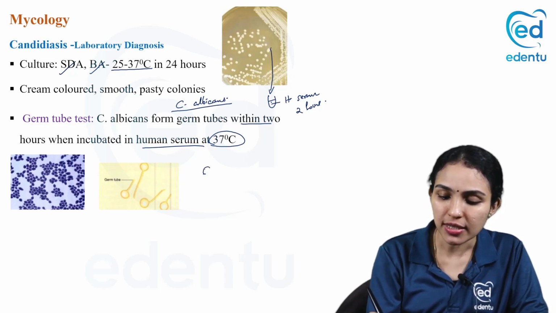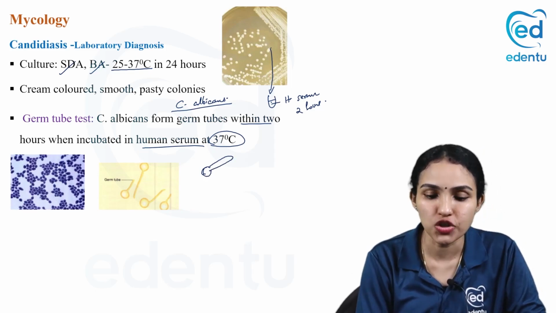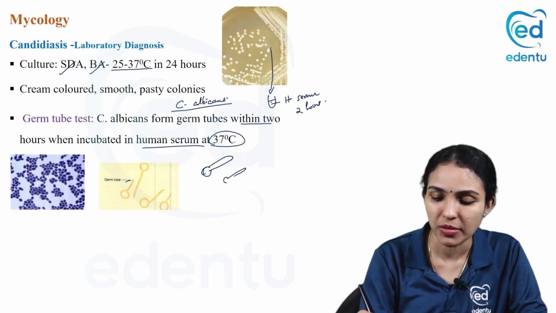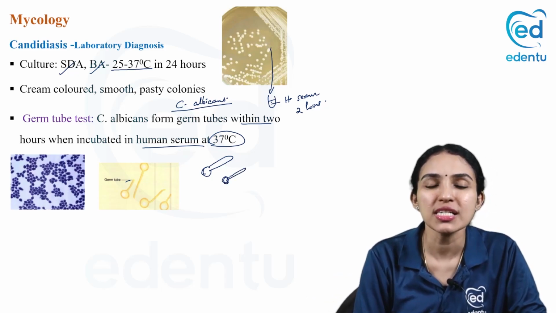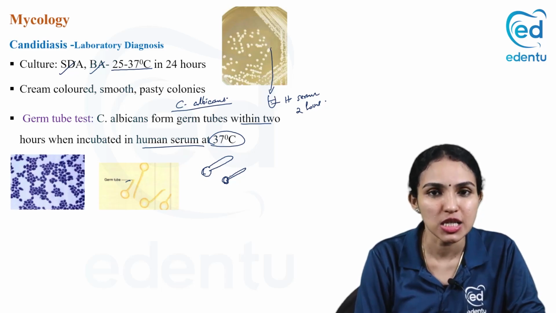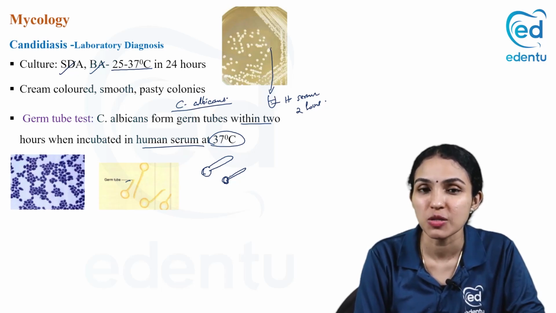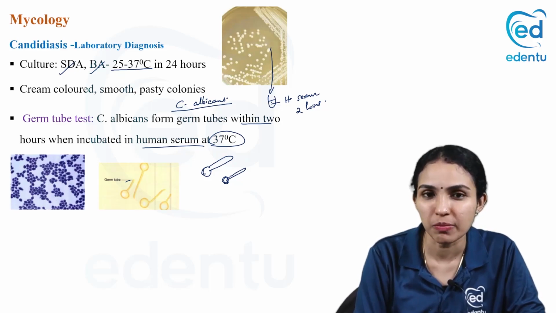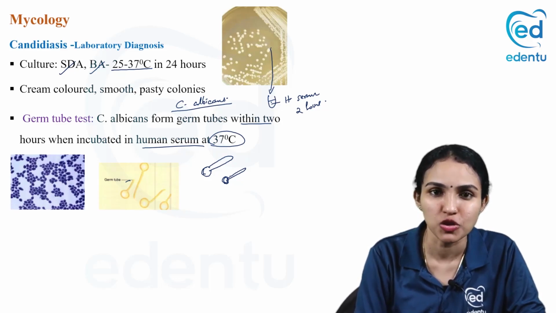You can see the Candida yeast cells, they have germinated to form long tubes. This is called as germ tube. So here you can see the germ tube. It will be like this. It will be germinating to form a germ tube. Okay, so that is a germ tube test. If this test is positive, you can confirm that this particular candida is Candida albicans, because only albicans will give a positive germ tube test.